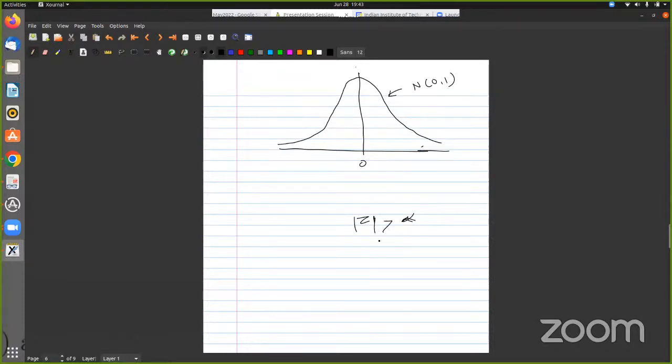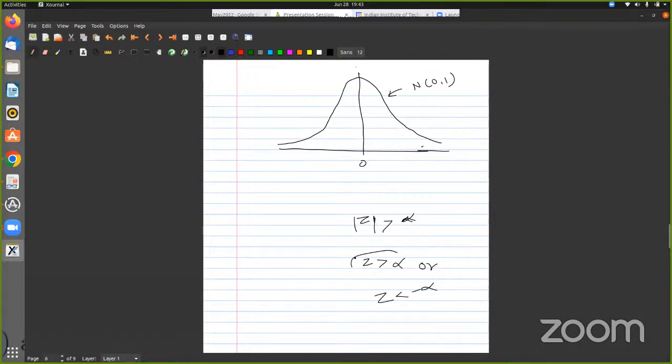Okay, z is beyond minus alpha to alpha. That means z is greater than alpha, or z is less than minus alpha. Is it okay? This thing is clear? Yes, sir.